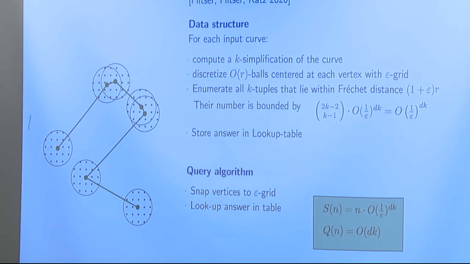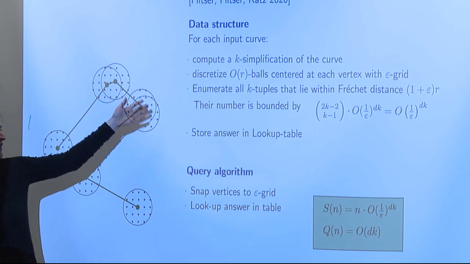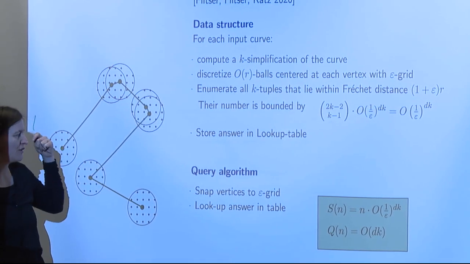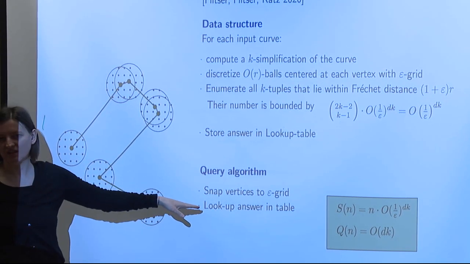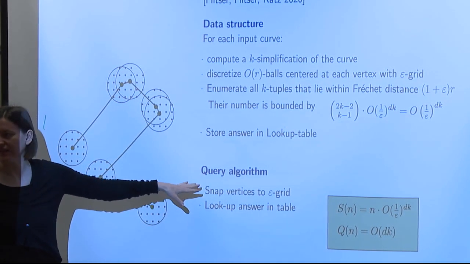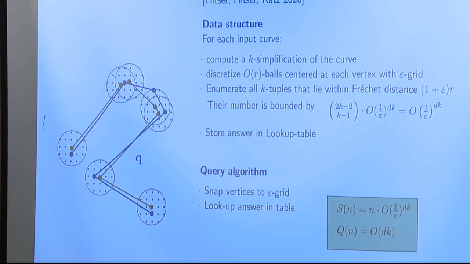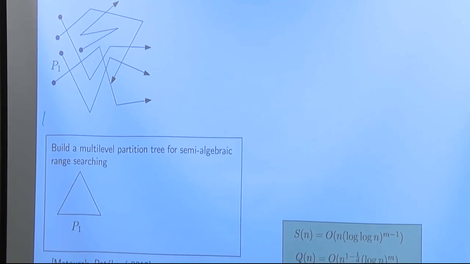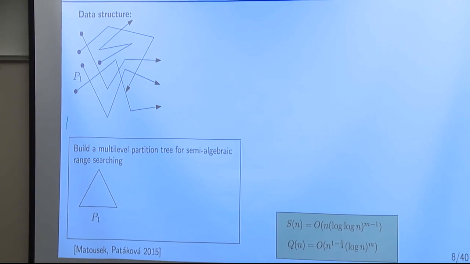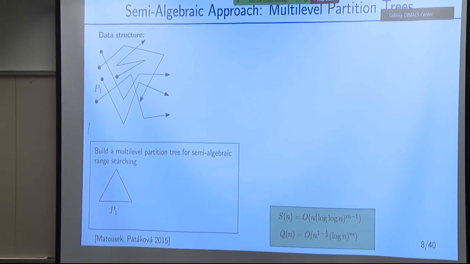So in total, for each input curve, you store 1 over epsilon to the dk many candidates. Then you store them in a lookup table. Basically, you store all the curves with their near neighbor. And then when you get a query, you snap it to the grid, and then you just look up the answer in the table. So you get fast query time. Here you have the query, you snap it to the grid, and then you look it up in the table.